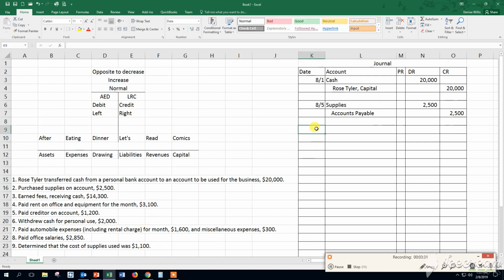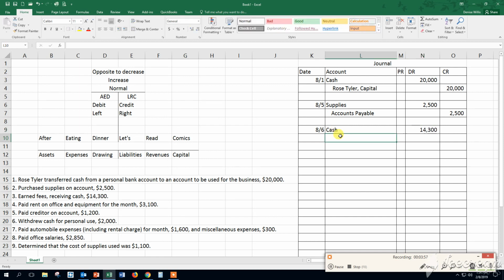Next, make this 8/6. Okay, we earned fees and we received cash in the amount of $14,300. Okay, the easy part, what did we get? We got cash. We like cash. Cash is good. Okay, so cash is an asset. Assets have normal balances on the left side or the debit side. So our debit will be cash in the amount of $14,300.